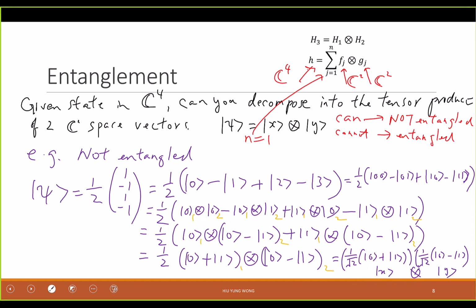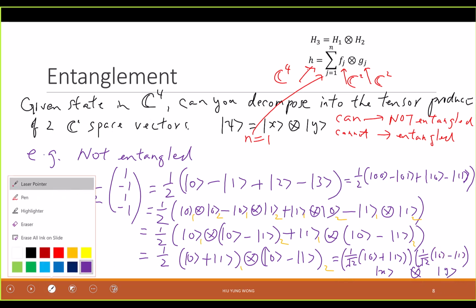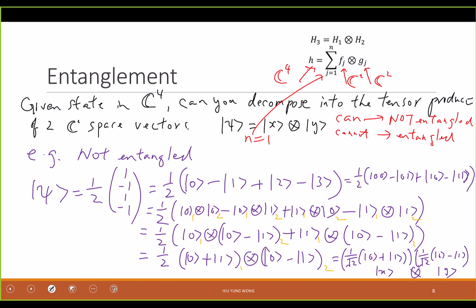And what is this state, by the way? 1 over square root 2 times (|0> plus |1>). What do we call this also? The plus state. This is the minus state, right? So basically, we prove that this state is just equal to the plus state tensor product the minus state. But the plus is in the first space and the minus in the second space. Okay? The plus of the first electron, the minus of the second electron.